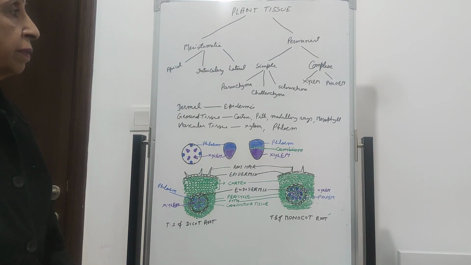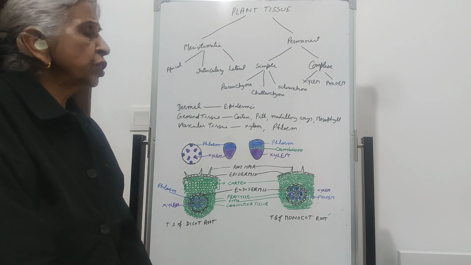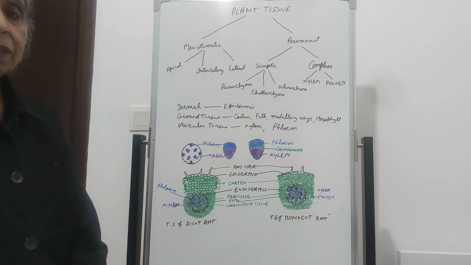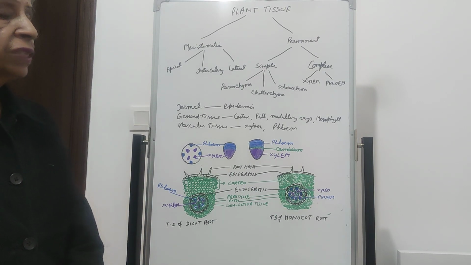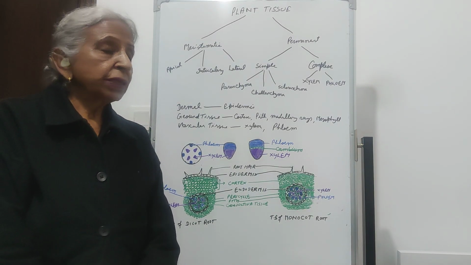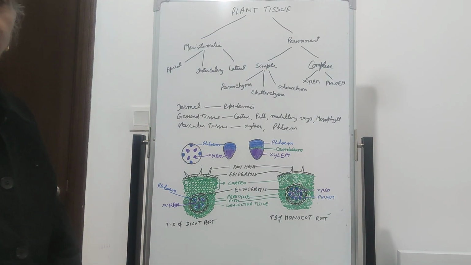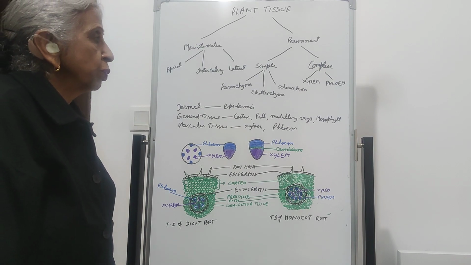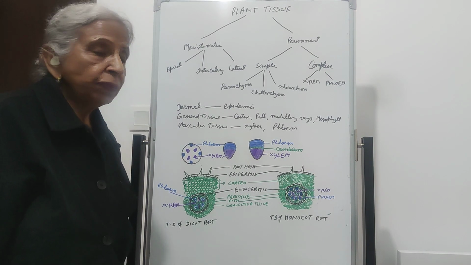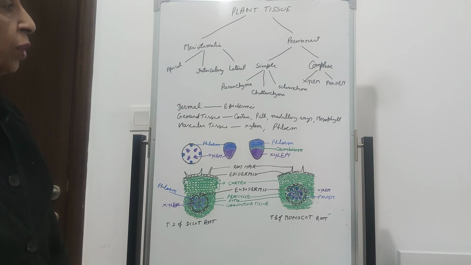The first formed elements of the xylem in the root or the shoot are called the protoxylem, and the later formed elements of the xylem are called the metaxylem. Protoxylem and metaxylem. Then phloem.